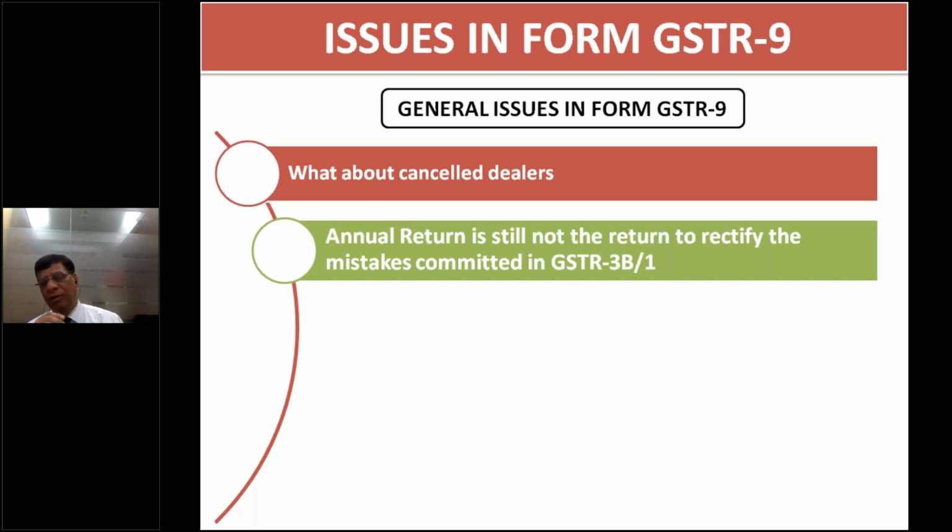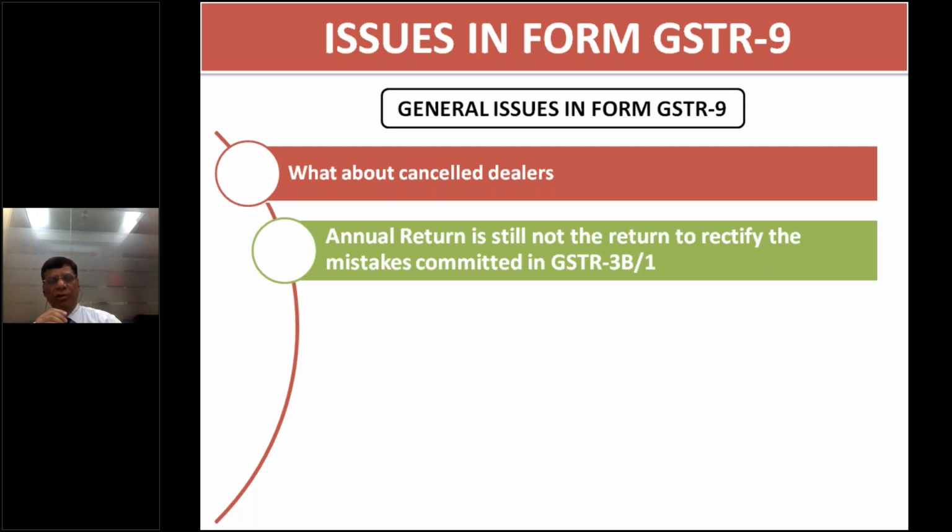Now let me cite one example. Suppose in my GSTR 3B, I have declared a turnover of rupees 1 crore 20 lakhs, on which I have discharged my tax liability. Whereas in my GSTR 1, this information is 1 crore.